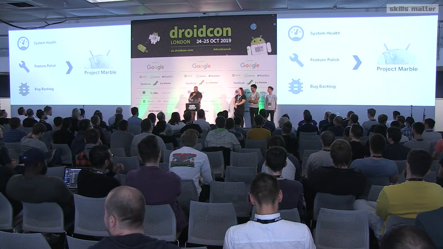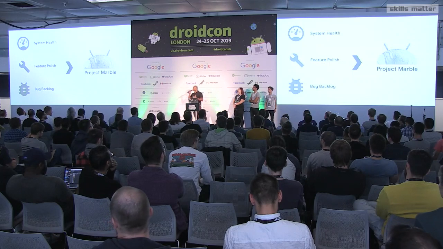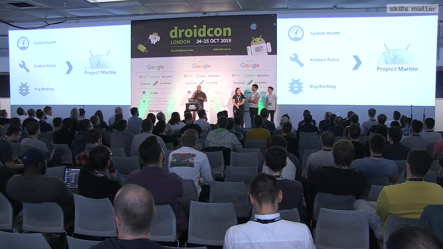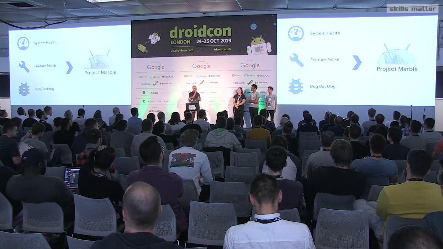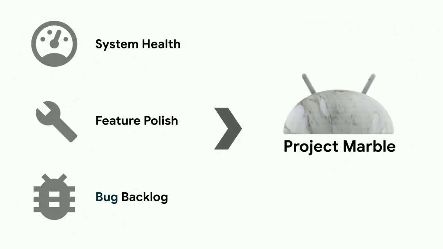So really, this started with 3.5 and what we called Project Marble. It's when the team took a moment to pause on shiny new feature work and really focus on three pillars, which is system health, feature polish, and bug backlog. So really just make it a healthier IDE for our users.